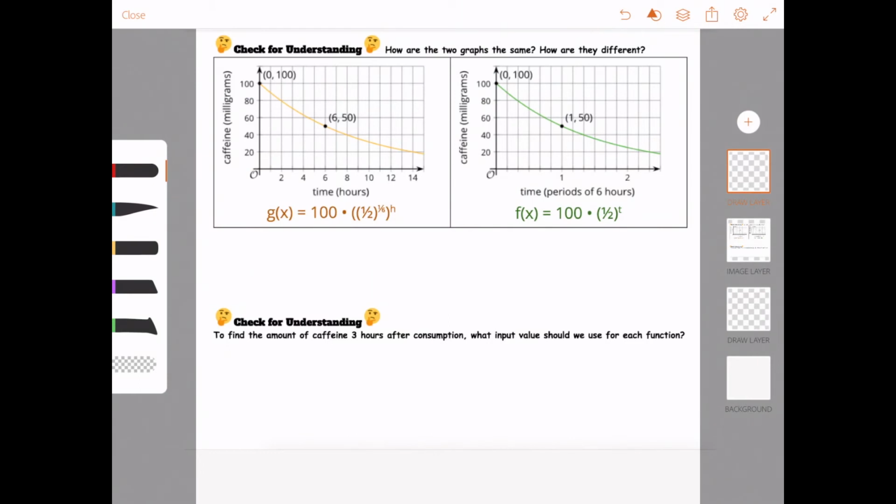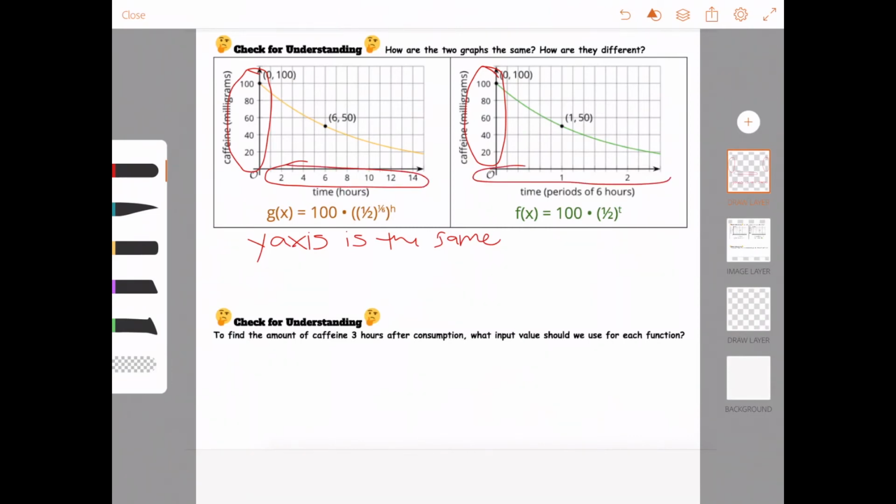This next question asks, how are these two graphs the same and how are they different? So I'm circling the y-axis here, and you'll notice this measures the amount of caffeine in milligrams. And the y-axes here are the same, right? Because they both measure the amount of caffeine in milligrams, and they're increasing by the same value on both graphs.